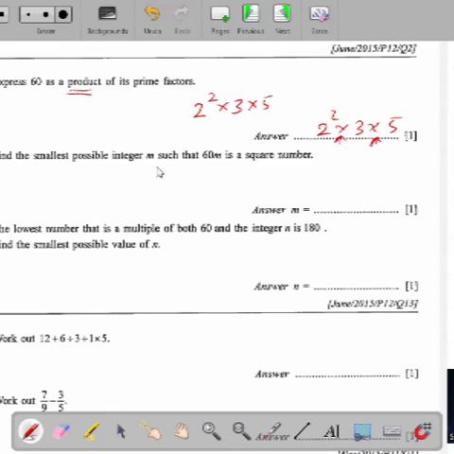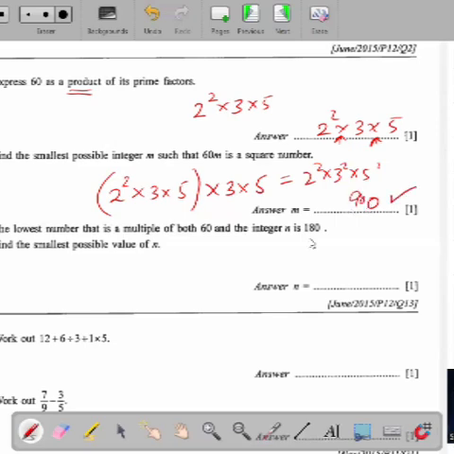Find the smallest possible m such that 60m is a square number. For making 60 a complete square, I will have to multiply by one more 3 and one more 5. Then it becomes 2 squared multiplied by 3 squared multiplied by 5 squared, which is a complete square. If I multiply 15 with 60, it is 900, which should be written.